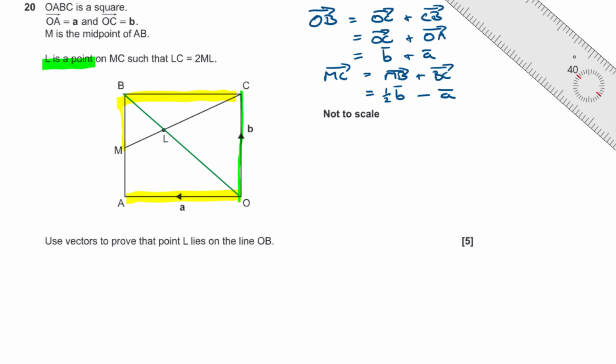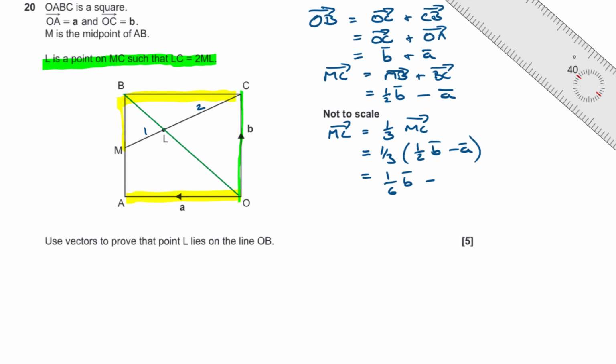Now we're told here that L is a point on MC such that LC equals 2 lots of ML. So the distance between L and C is twice the distance from M to L. So for every 1 you've got here, you've got 2 on this side, haven't you? Okay, so then the distance from M to L is going to be 1/3 of the distance from M to C, isn't it? Does that make sense? So M to L is going to be 1/3 of M to C. Okay, we've already worked out what MC is. It's half B minus A, isn't it? So that's equal to 1/3 of a half B minus A. Okay, removing the brackets, that is 1/6 of B minus 1/3 of A. Okay, so that's my ML.